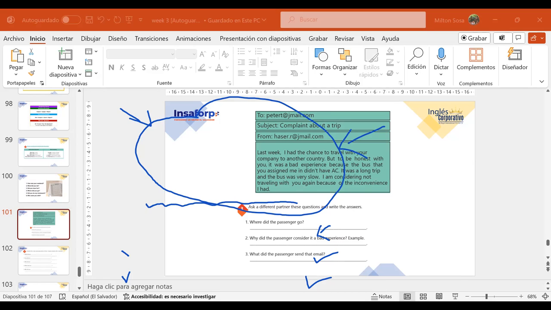Yeah, I'm going to start reading. So the first one says, where did the passenger go? Jennifer says, he traveled another country. Berta says, another country. Berta es más concisa. ¿No dice dónde? Solo dice la ciudad. Another country, okay? Okay, so we are going to say he traveled to another country.